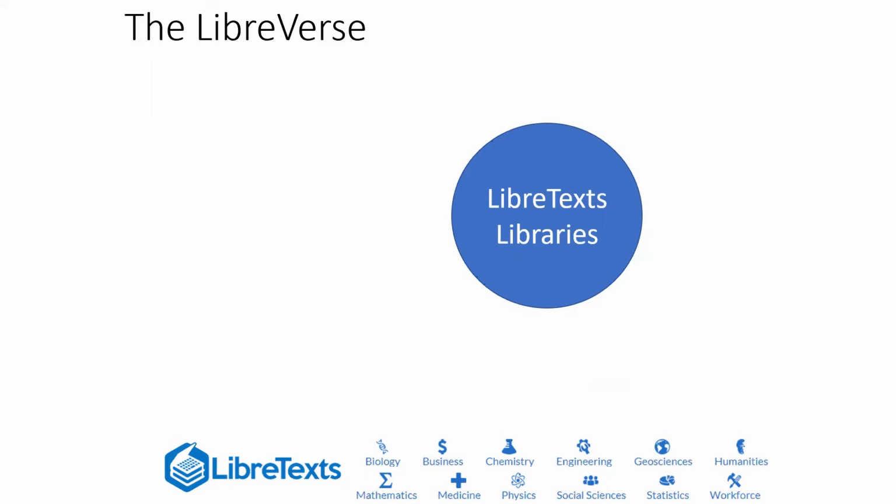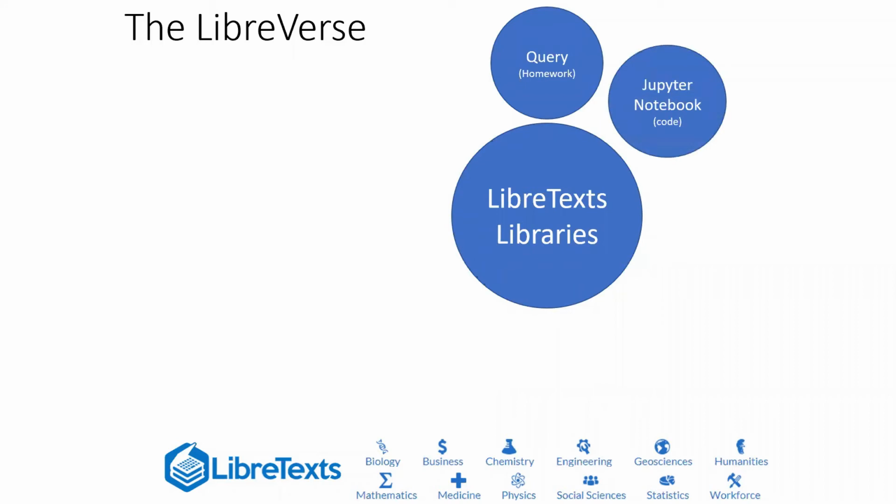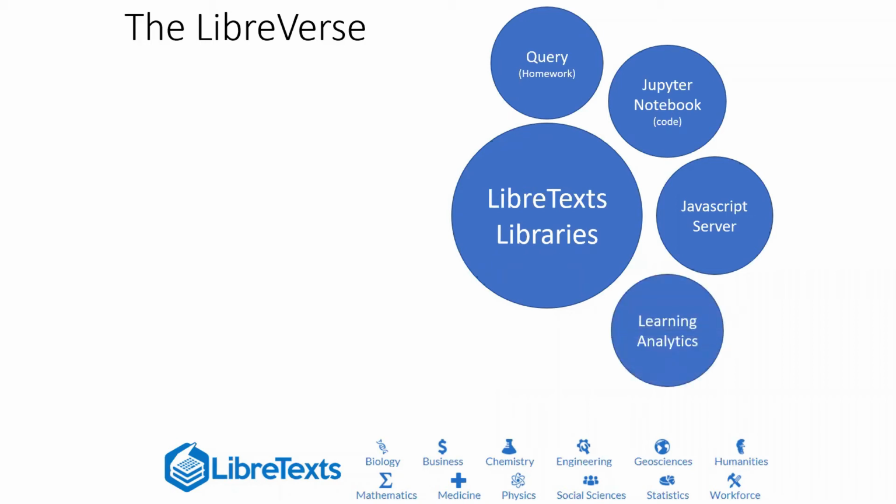What we're doing is building a greater LibreVerse. It's an ecosystem of technologies where we have an online homework system that's coming into play. We have a Jupyter notebook system, which gives interactive coding, so you can put Python into your textbook, R into your textbook, Julia, and 27 other languages. We have servers to provide additional technologies like emerging JavaScript approaches or other technological aspects.